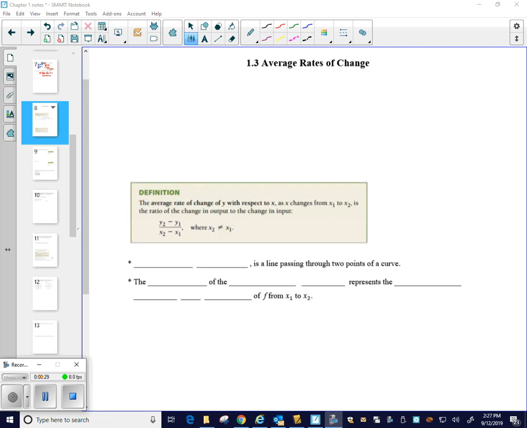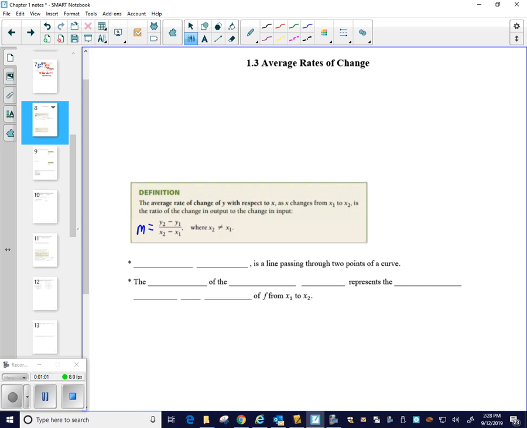Let's start off with the definition. The average rate of change of y with respect to x as x goes from x1 to x2 is the ratio of the change in output to the change in input. This is really a fancy way of saying y2 minus y1 over x2 minus x1, which hopefully you recognize as being the equation for slope.